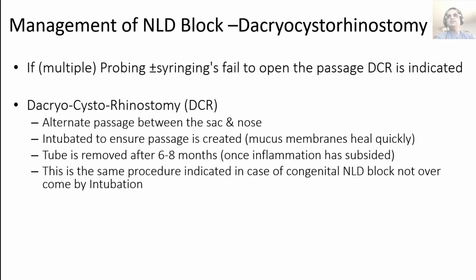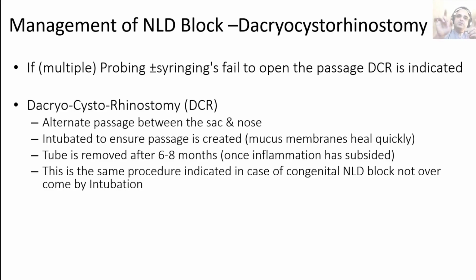So invariably, DCR is indicated, a dacryocystorhinostomy, which, as we have talked about before, is an artificial passage or a surgical passage created between the lacrimal sac and the nose. And just like as we saw in intubation, in the setting of congenital nasolacrimal duct obstruction, a silicone tube is passed through the passage here as well, which remains in this newly created passage for 6 to 8 months.